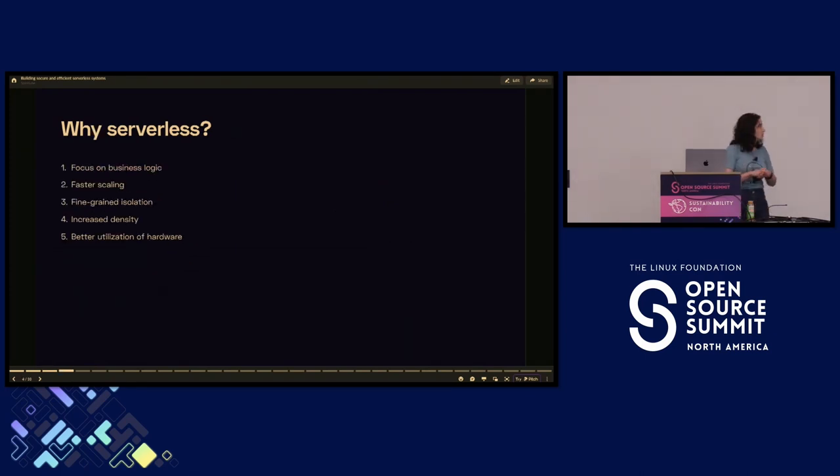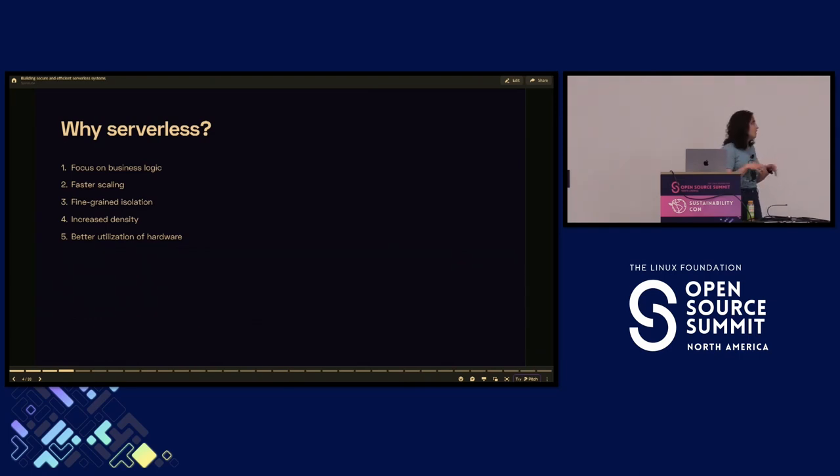So why should we care about serverless? We mentioned one, focusing on business logic, and that's great for developer productivity. You can get what you want done faster. The other thing is faster scaling. If my unit is smaller, then I can have more precise and faster scaling. Beyond that, we have fine-grained isolation. The best serverless unit is one wherein every single request gets its own isolated sandbox for just that one request, and then the next request has its own. So you know for sure that if something goes wrong with one request, it won't affect the viability of the next request.